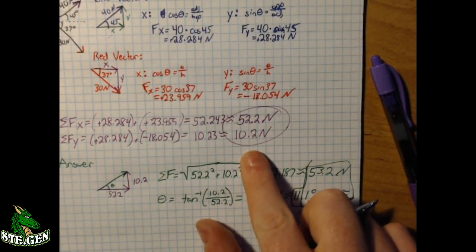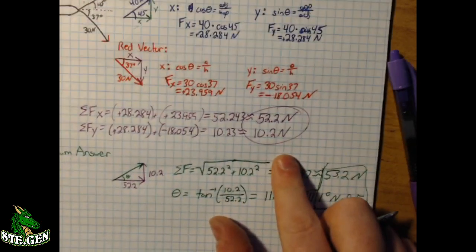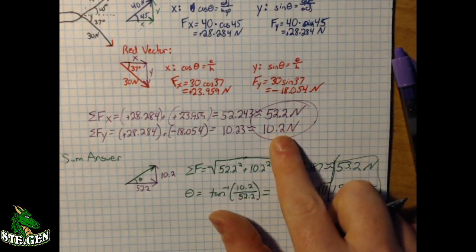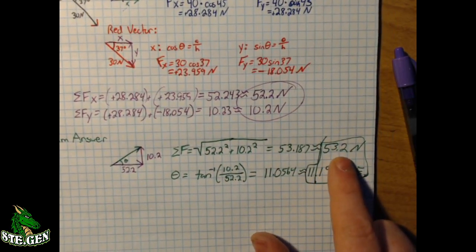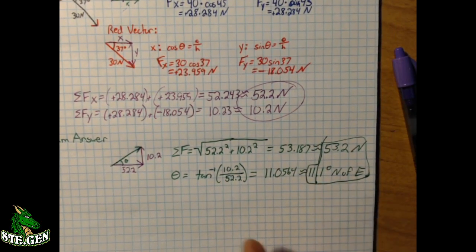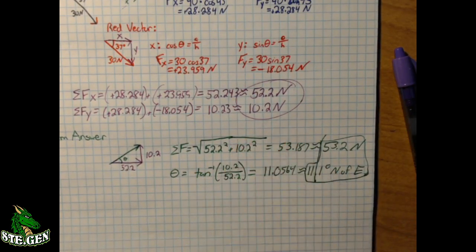So as components, it would be 52.2 newtons in the x direction and 10.2 newtons in the y direction. As the sum, the force is 53.2 total newtons directed 11.1 degrees north of east. Okay, there was the first example.